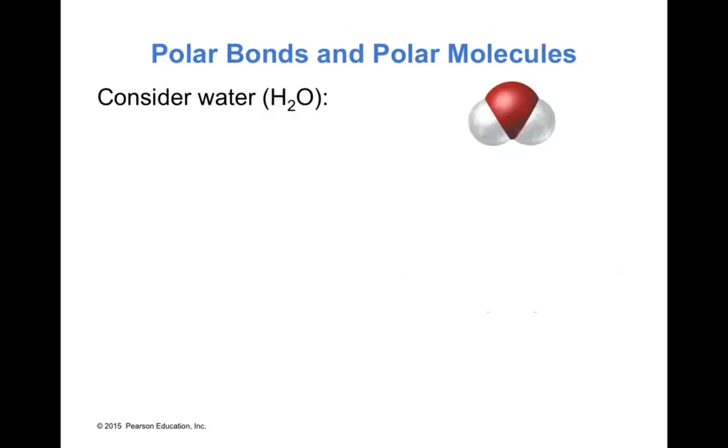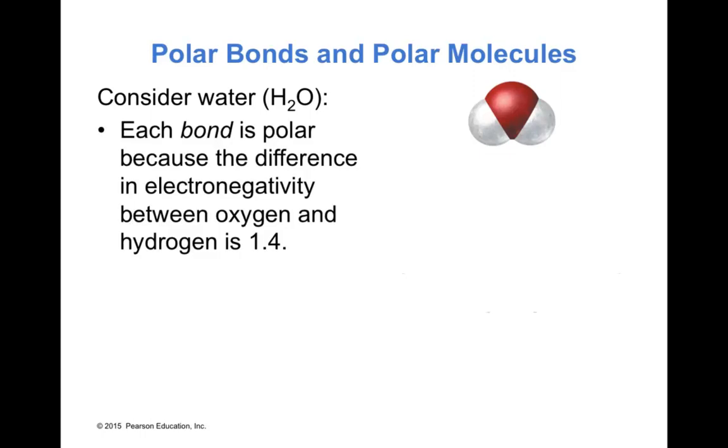So what about water? Let's use the same concept with water and see if water is polar or nonpolar. Each bond is polar because the difference in electronegativity between oxygen and hydrogen is 1.4. Remember, this is hydrogen, this is oxygen, and we have a bond between these two atoms. Hydrogen is partial positive and the oxygen is partial negative, so we're going to draw a dipole toward the oxygen.